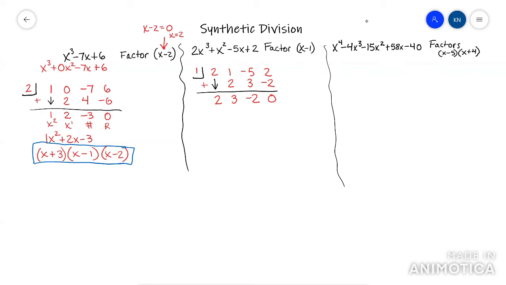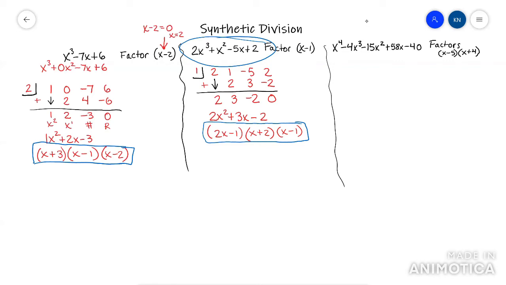Now you can write it as a quadratic. And then you could factor this even further. Just don't forget your original factor is part of your answer as well. So that would be my answer of this equation completely factored.